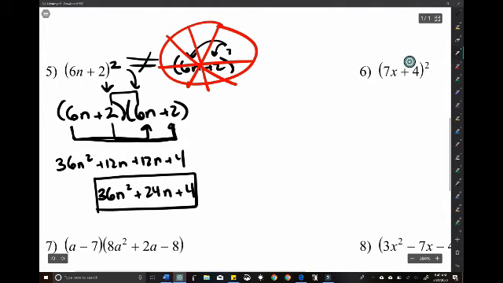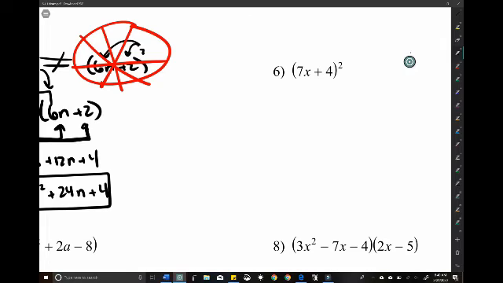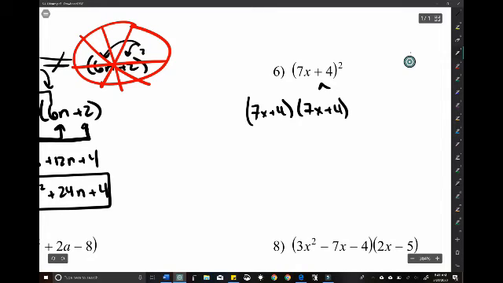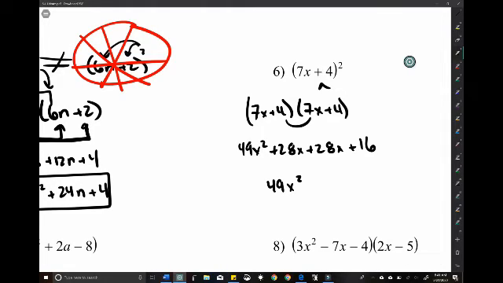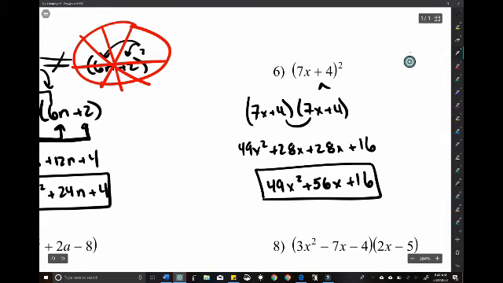Really the same idea with this one. Again, just re-emphasize, write it twice, 7x plus 4 and 7x plus 4, and FOIL. 49x squared, plus 28x, inners plus another 28x, and lasts plus 16. 49x squared, 28 and 28, 56 I do believe, but always double check if you're not positive, and 16. And there you have it. So squareds, write it out twice.